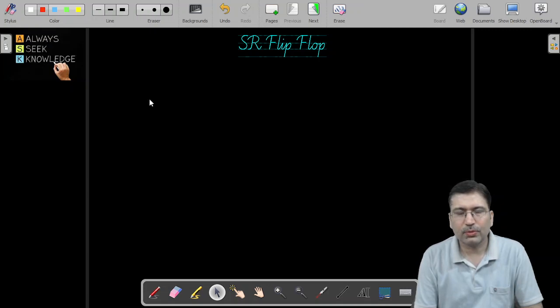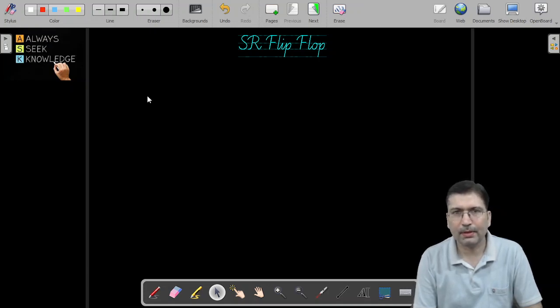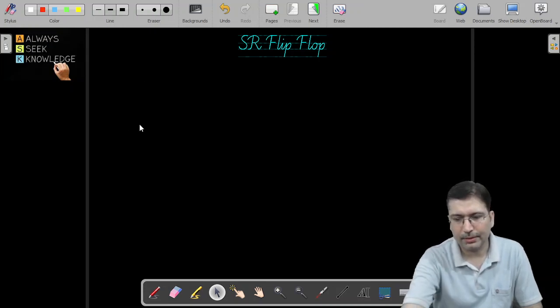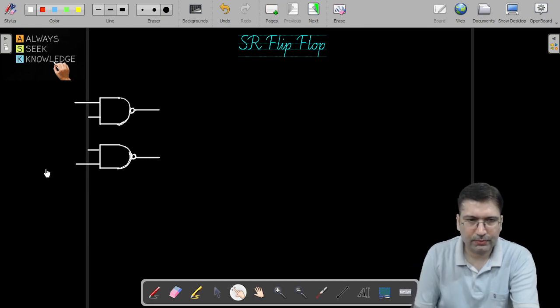SR latches with the help of NOR and SR latch, which we can construct with the help of NAND, we have already discussed in the previous lecture, right? So to understand SR flip-flop, we need to have the knowledge of latches. So if you haven't gone with the previous video, please go through it. So let's draw it.